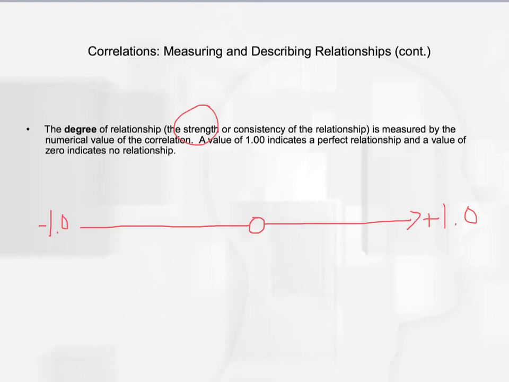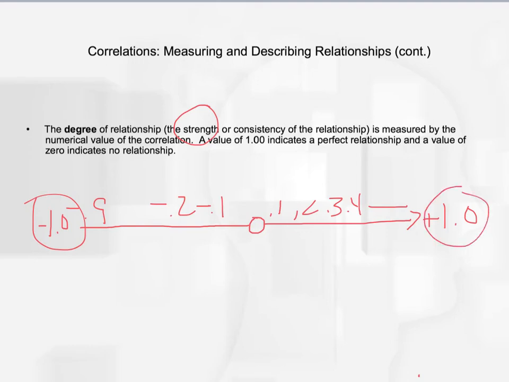We can have correlations of 0.1, 0.2, 0.3, 0.4, etc. Or we can have negative 0.1, negative 0.2, negative 0.9. The highest negative correlation is negative 1, and the highest positive correlation, plus 1. And we can have every number in between. This is a continuous scale. So between 0.1 and 0.2, we could have 0.11, 0.12, 0.13, 0.1462. It's a continuous scale.